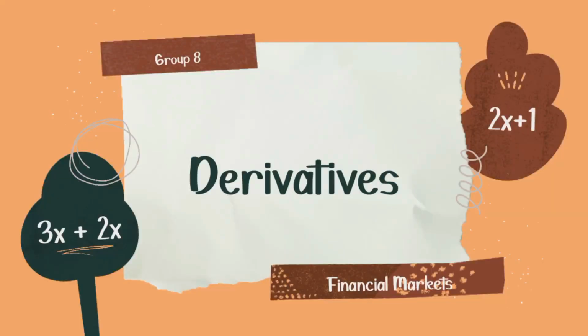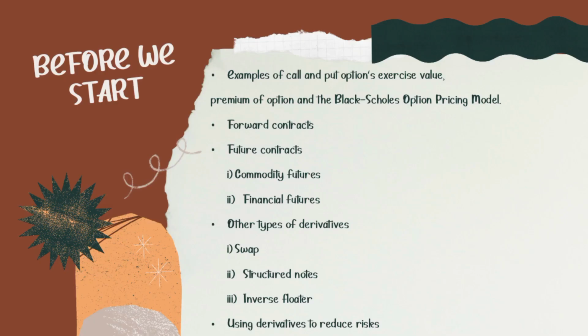Hello everyone. This is the continuation to Mary Jeann's report, Derivatives. These are the agenda to be discussed. Just like I said, in continuation to Mary Jeann's report, I will provide examples of call option and put option exercise value, premium of option, and the Black-Scholes option pricing model.